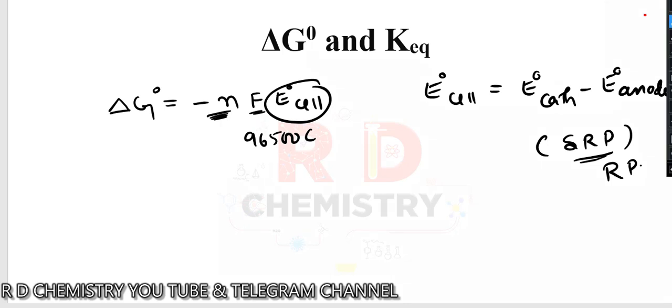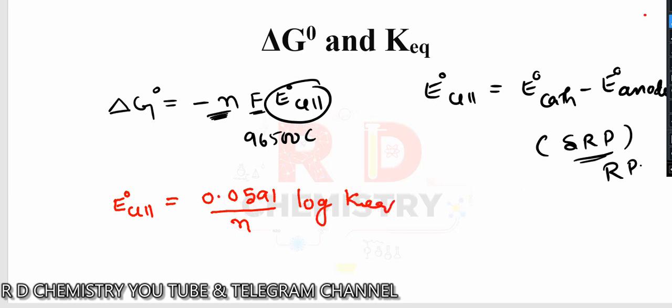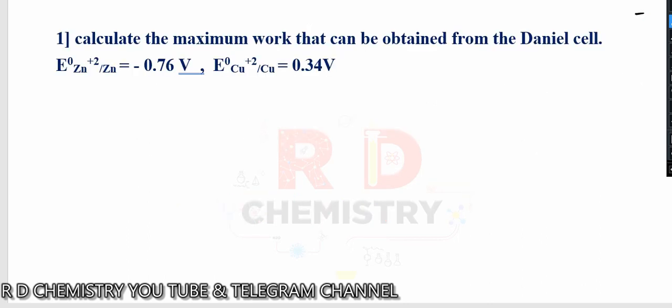Now, how to find out the K equilibrium? For that, we have the formula: E naught cell is equal to 0.0591 divided by n, then log K equilibrium. So, based on this, we'll solve some problems.